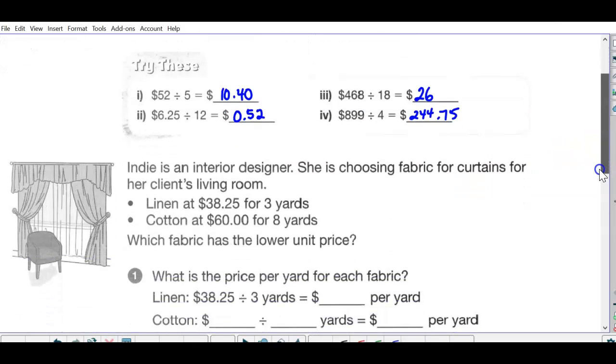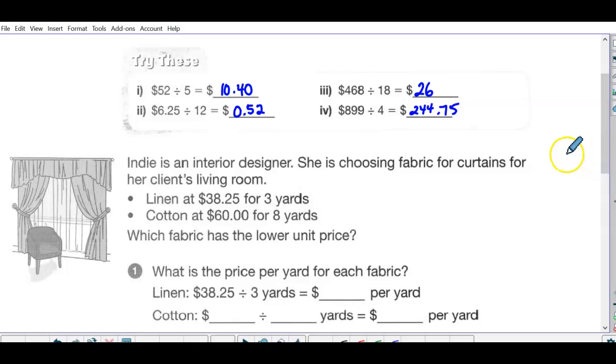Okay, so Indy is an interior designer. She is choosing fabric for curtains for her client's living room. Linen costs $38.25 for 3 yards, and cotton is $60 for 8 yards. Which fabric has a lower unit price? So it is asking for unit price. If it wasn't, then you would just need to make the total number of yards the same.